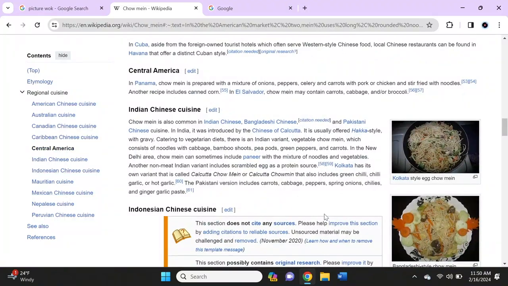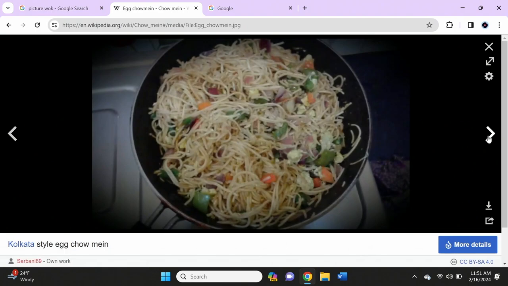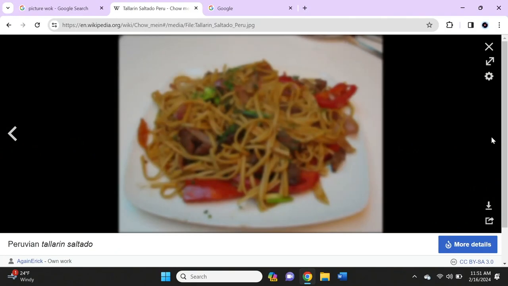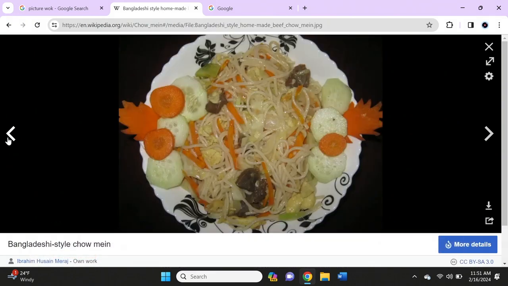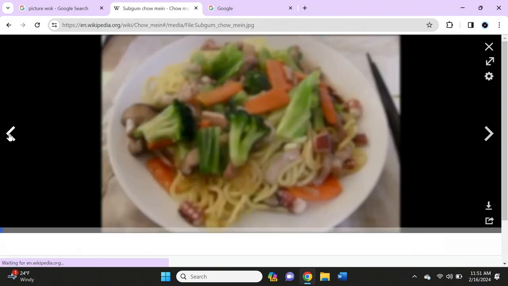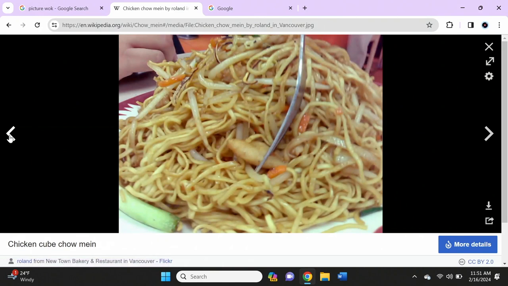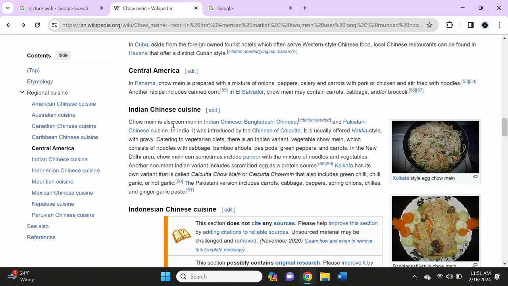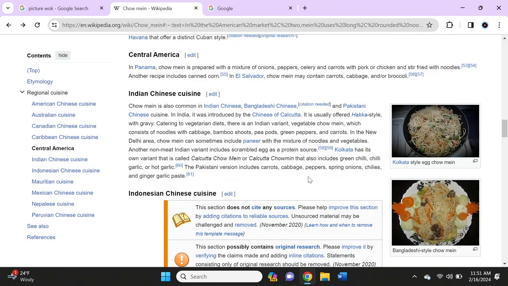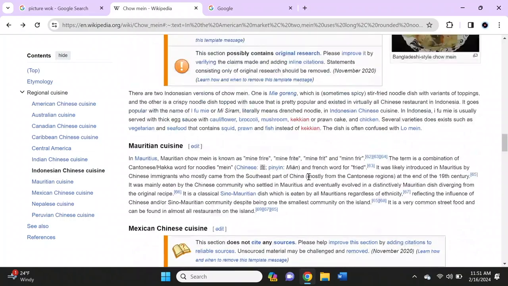And let me just bring you one or two pictures of what chow mein looks like. You can bring several pictures there. Okay. And this is what chow mein looks like.